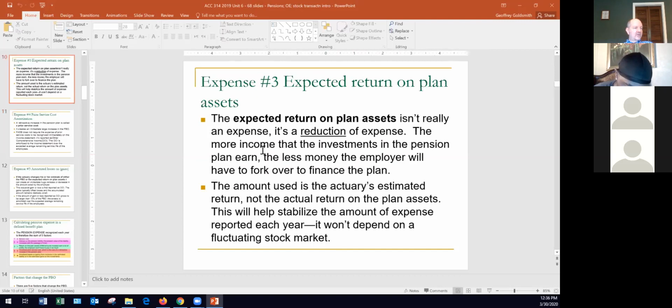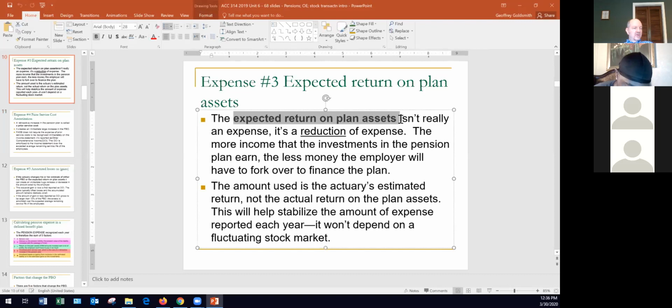Now let me flip back to number 3. This is the long run expected gain on plan assets. It reduces the expense.